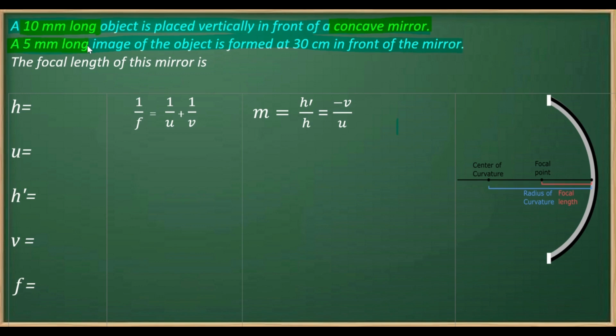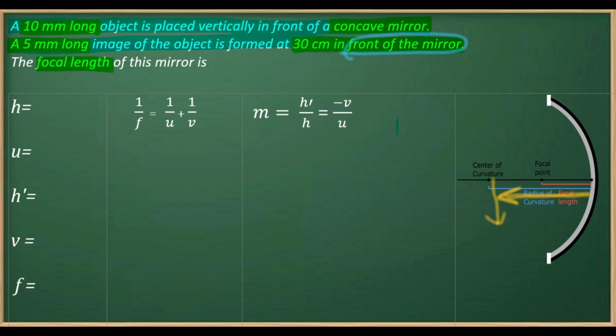So the length of the image is given, and it is formed at a distance of 30. So the image distance is given as 30 centimeter, and where is it formed? In front of the mirror. This is important, that it is formed in front of the mirror. You should remember that when the image is formed in front of the mirror, it has to be real and inverted, because that will be formed on a screen. Anything which is formed behind is virtual and erect. And finally, what we have to find out is the focal length.